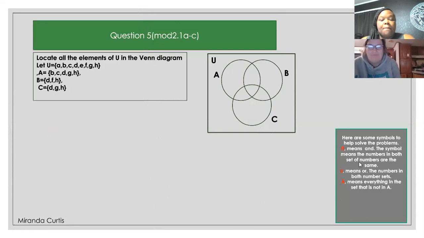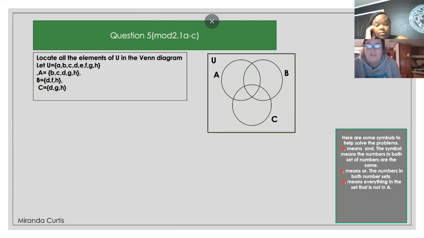Question 5, Module 2, 1A through C. Locate all the elements of U in the Venn diagram. Let U equal A, B, C, D, E, F, G, H. A equals B, C, D, G, H. B equals D, F, H, and C equals D, G, H.